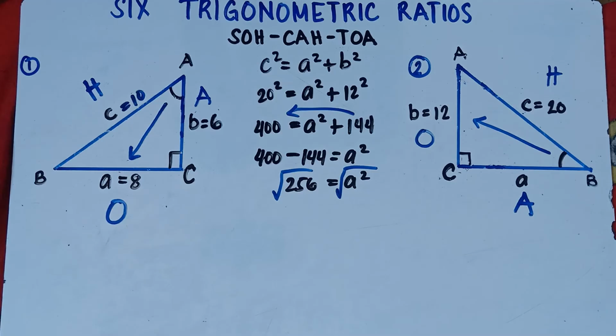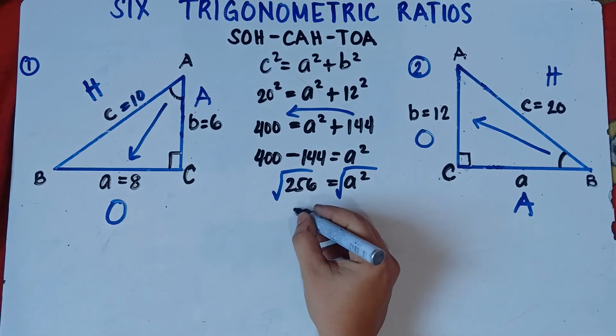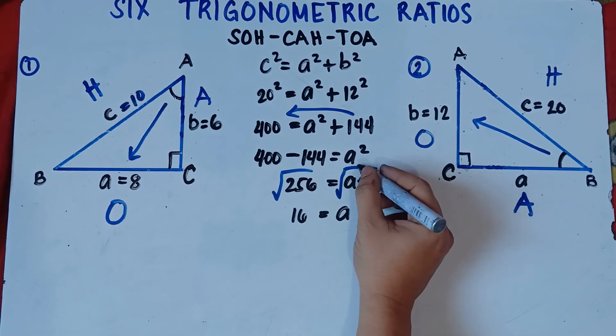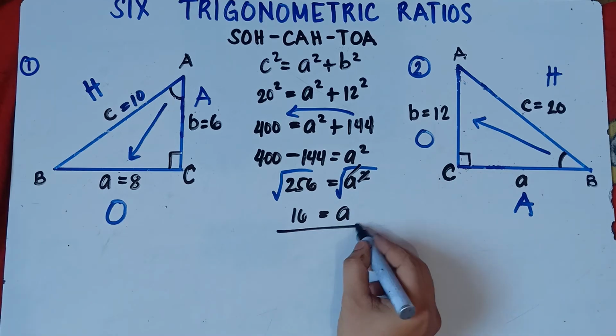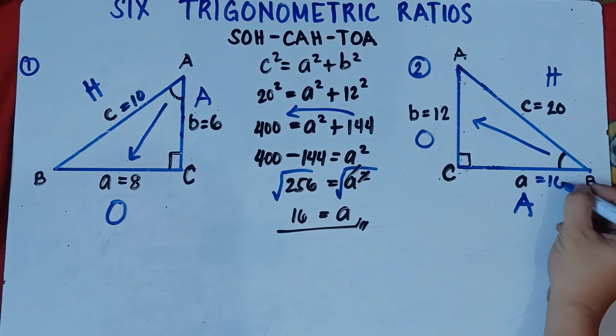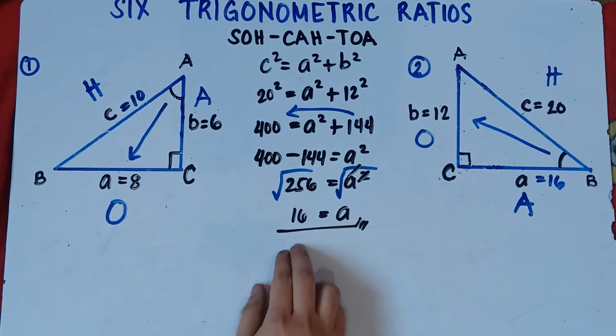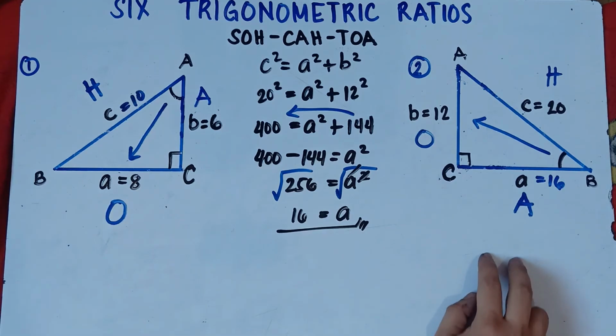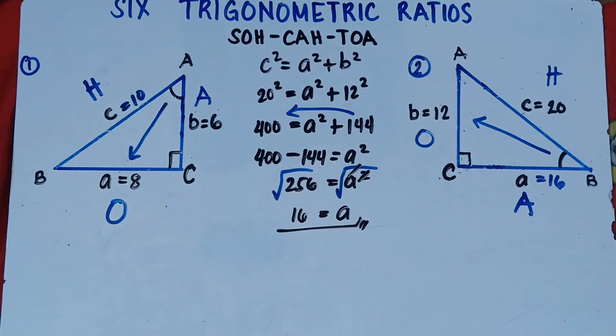Alright, so the square root of 256. What's the answer, class? That's correct. The square root of 256, that is 16. So this will be 16 equals A. So cancel this out, the exponent and the radical symbol, and our A is equal to 16. So therefore, A is equal to 16. Because 16 times 16, that is 256. Now, once you get all sides, you can now find the 6 trigonometric ratios.